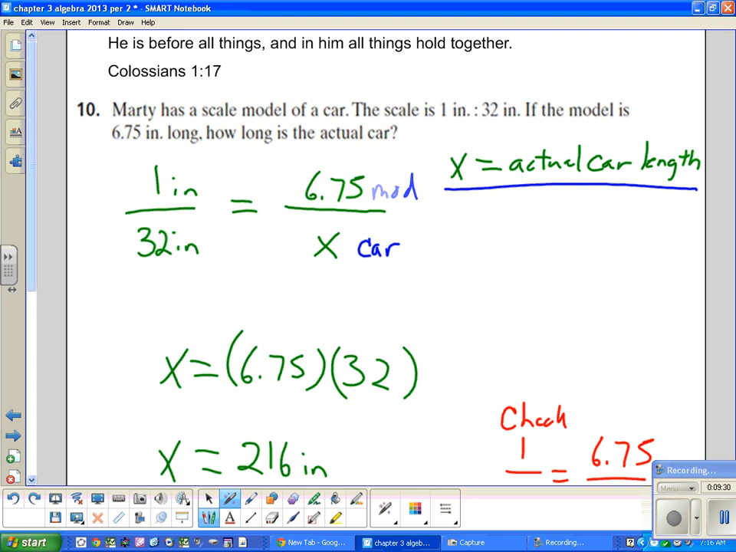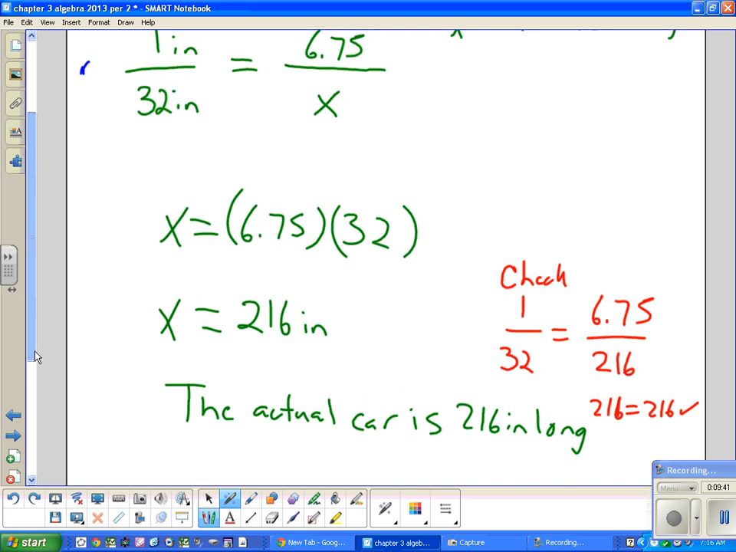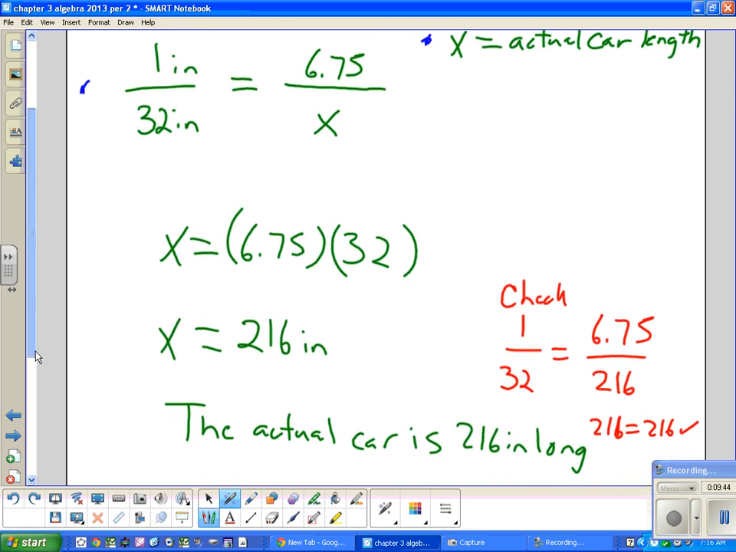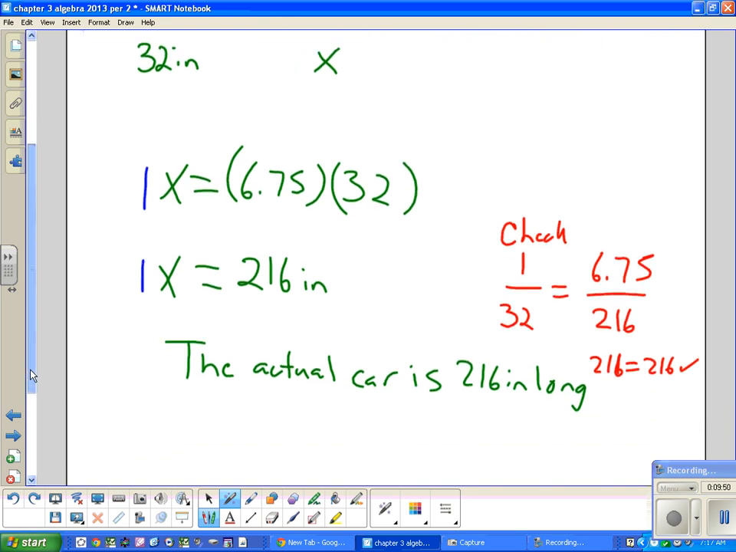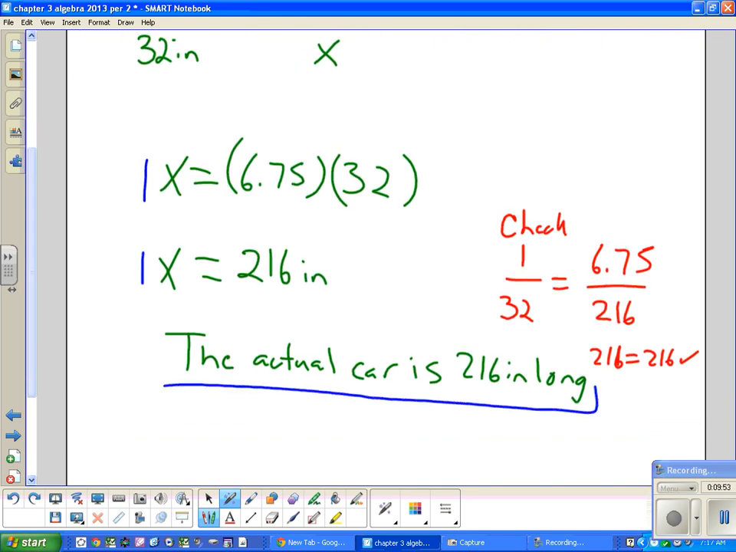So yes, as a word problem, we're using the same setup here. Looks a little bit different than before. So we have our variable defined. We have our setup. We're now going to solve by cross multiplication. Okay, so we're crisscross, and this is nice because we have a 1 here. We don't have to worry about that. We just multiply and we get 216 inches, and then answer the question. The answer is the actual car is 216 inches long. And then over here I have a quick checking of the proportion. If I cross multiply, I get 216 equals 216. I'm happy because I have the right answer. So moving on to the next question.